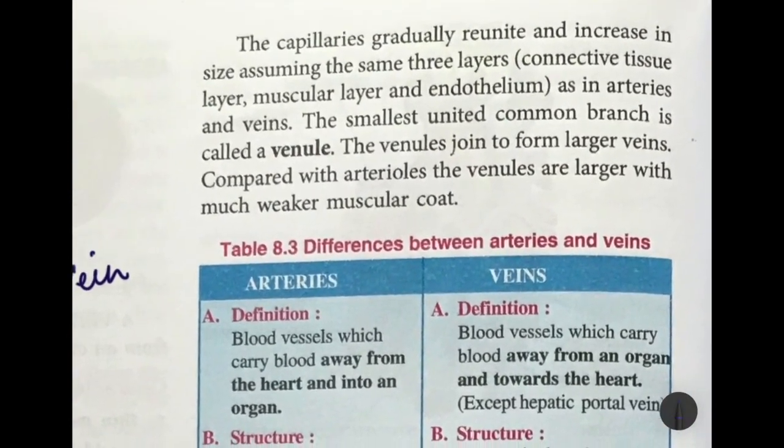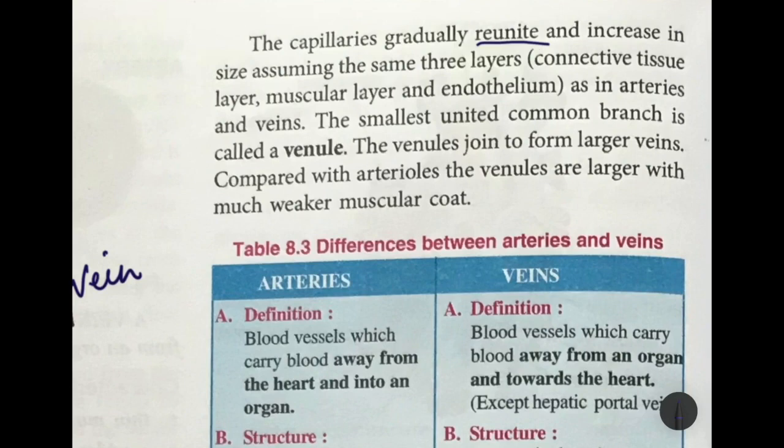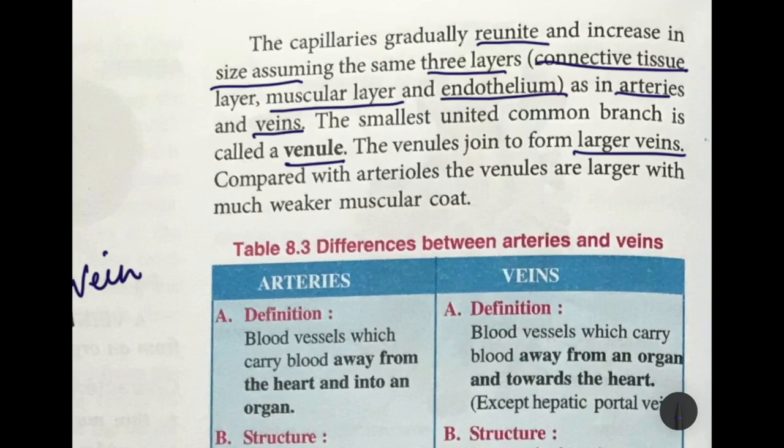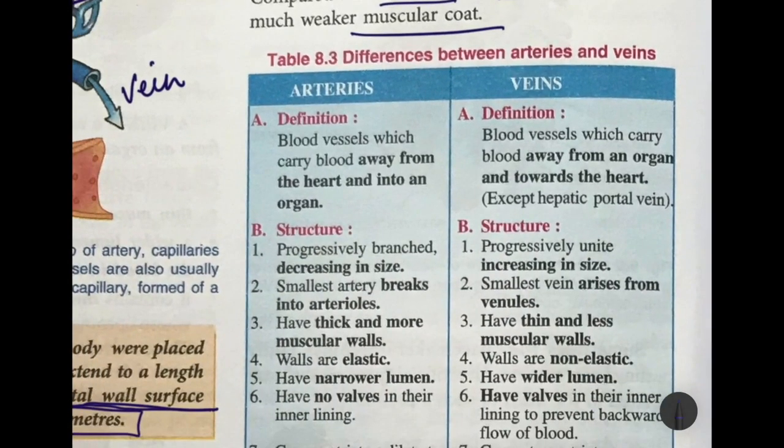So finally the capillaries reunite and increase in size, assuming the same three layers: connective tissue, muscular layer, and endothelium, as in arteries and veins. The smallest united common branch is known as a venule, and the venules join to form larger veins. When you compare arterioles, the smaller part of the arteries, and venules, you will see that the venules are larger but with a weak muscular coat. This difference between arteries and veins is very important, children, please learn.